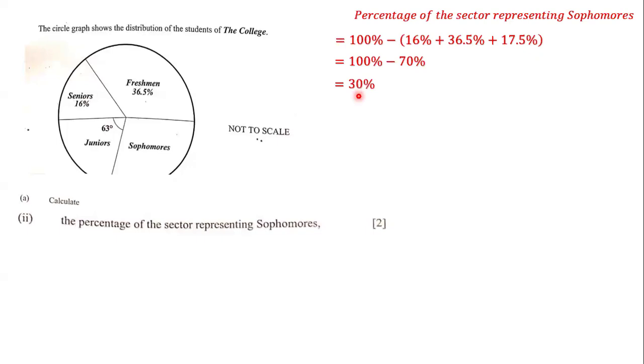That's the answer, 30%. Next, we need to determine the degree of the sector representing freshmen. Now, freshmen is 36.5%, right? But we have to multiply that by 360 because angles around a point add up to 360 degrees. One revolution is 360 degrees. Angles in a circle add up to 360 degrees. And so the degree of the sector representing freshmen is 36.5% multiplied by 360 degrees.